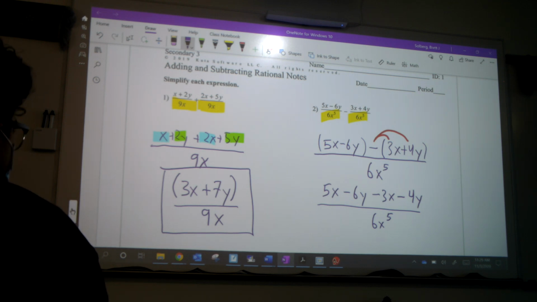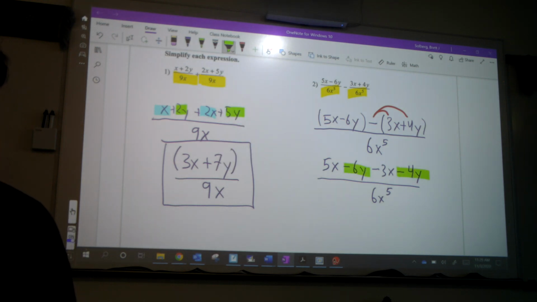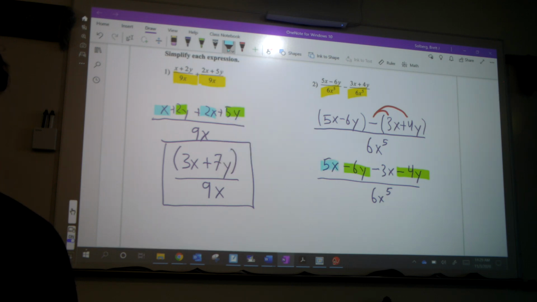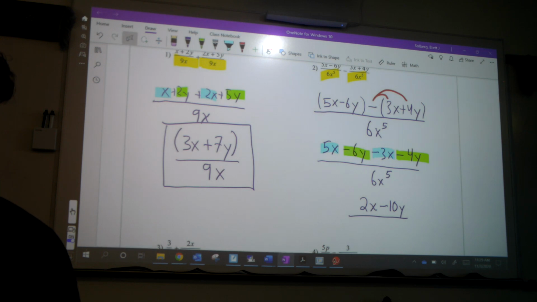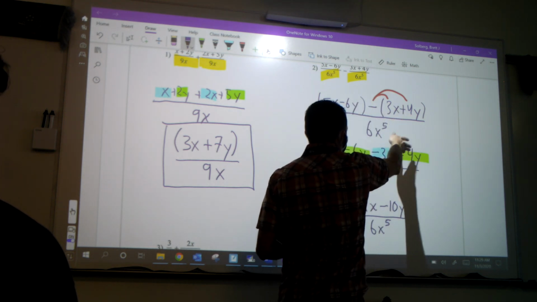Alright, so Braylon, what are our like terms? What can I combine in the numerator? Awesome, what else? Yeah, because they're both x's. So great. 5x minus 3x is 2x. Negative 6y minus 4y, that is negative 10y. And then in the denominator, we have 6x to the 5th. All right. Do you have any questions up to that point? We had a common denominator, so we just subtracted the numerators, we distributed the negative, combined like terms.